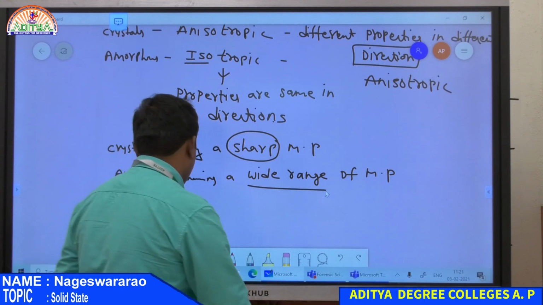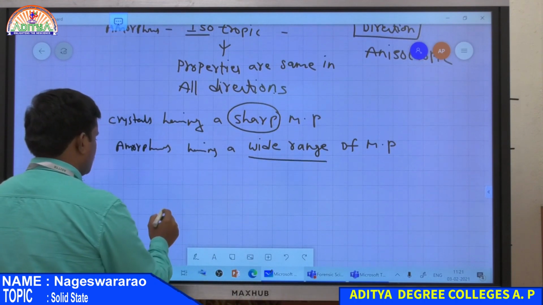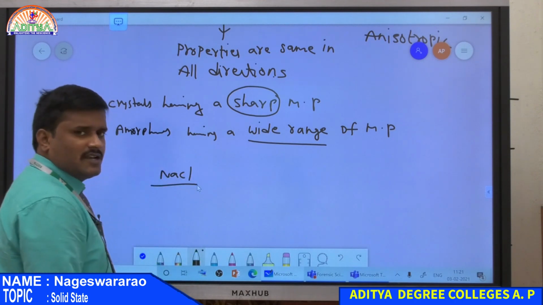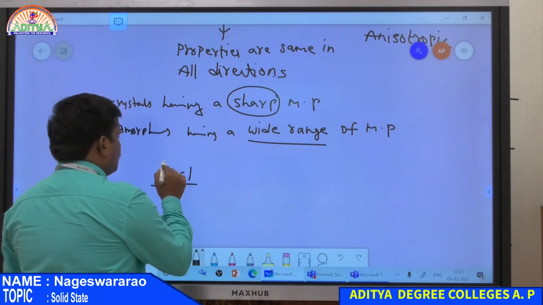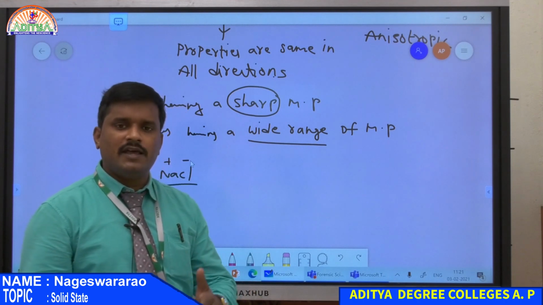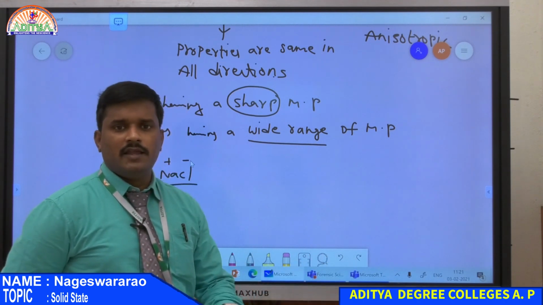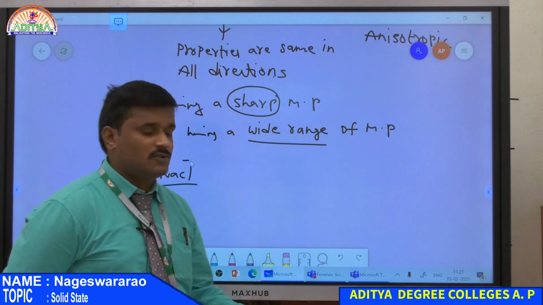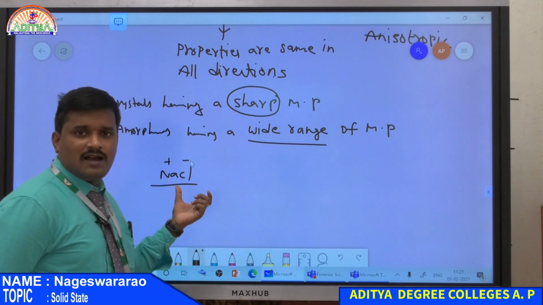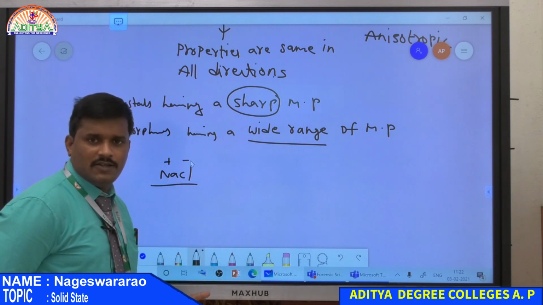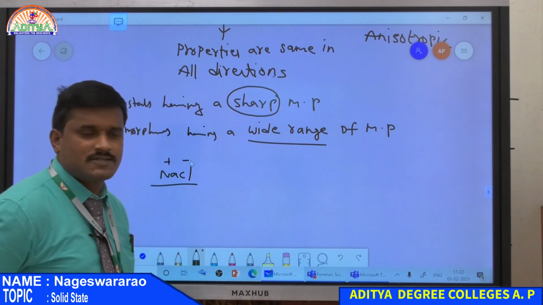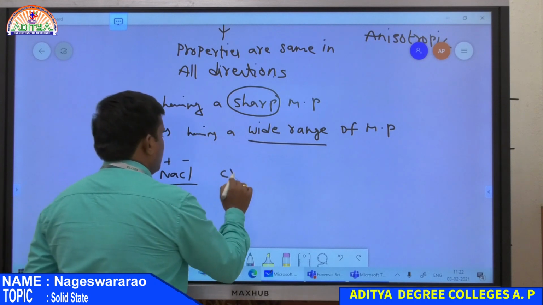Suppose NaCl, sodium chloride. Sodium chloride is a crystal, so it is crystalline in nature. Na plus and Cl minus are the atoms present in that crystal. All atoms are arranged in a regular manner, that is Na followed by Cl, again followed by Na. NaCl also has a particular geometry and volume, and it is rigid and incompressible. So it follows all the rules, and hence this is a crystalline solid.